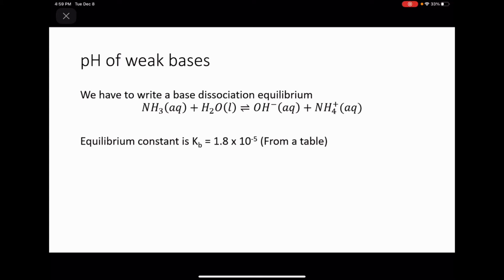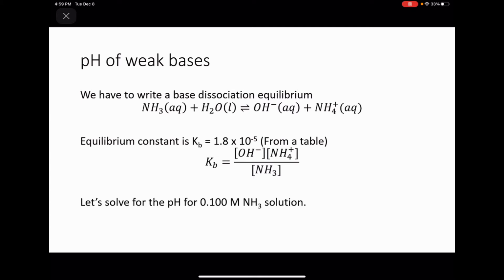Or if you look up various sources, it can be something like 1.76. Oftentimes, depending on where you get it from, there are small variations in the equilibrium constants that you'll see, but most of the time they're pretty small. All right, so our Kb expression for this equilibrium is products, OH minus and NH4 plus concentration, over reactants, NH3. H2O is a pure liquid, it doesn't factor in. So let's solve this for the pH of a 0.1 molar ammonia solution.